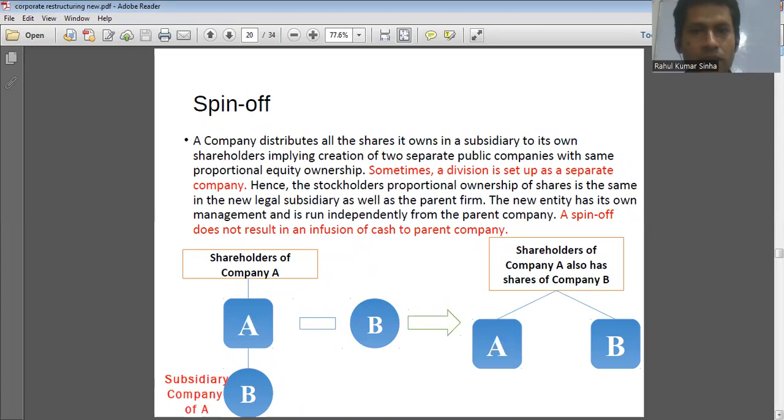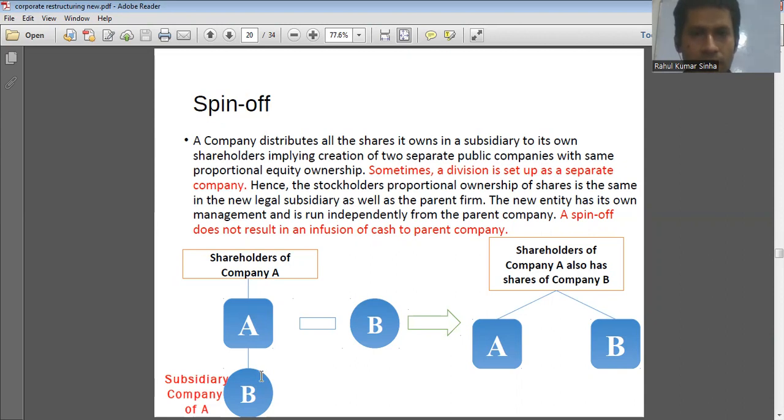Spin-off. In the case of a spin-off, a company distributes all the shares it owns in a subsidiary to its own shareholders, implying creation of two separate public companies with the same proportional equity ownership. So here you see company A, and it has formed a company B, which is the subsidiary of company A. In a spin-off, the shareholders of company A will also be the shareholders of company B. It means the shareholders of company A will also get the shares of company B with the same shareholding. This is a spin-off.